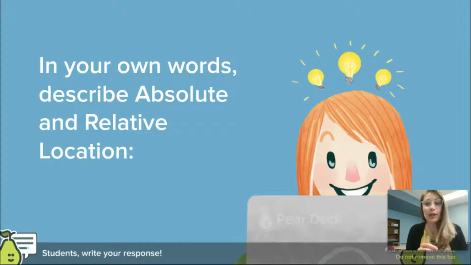So in your own words, on your Pear Deck, I want you to describe absolute and relative location. So pause this, go do it, and then come back.